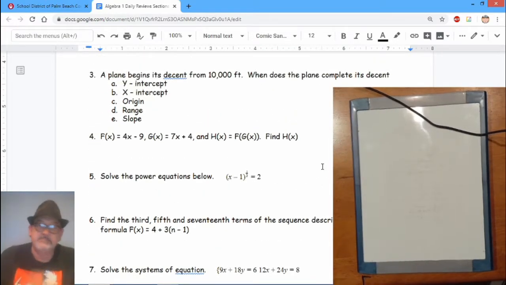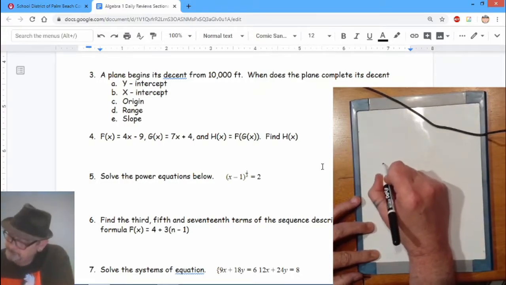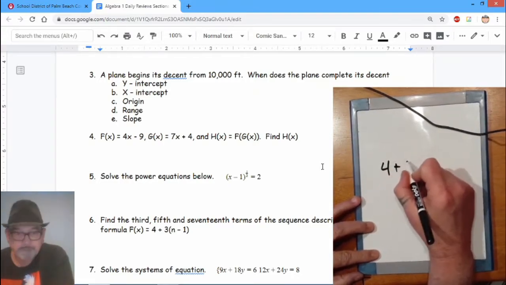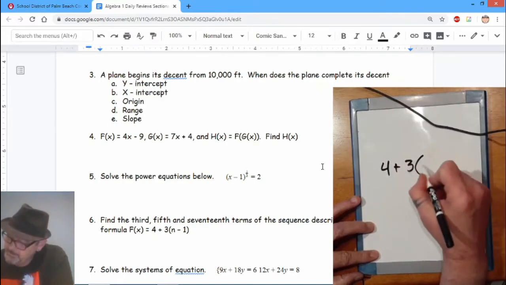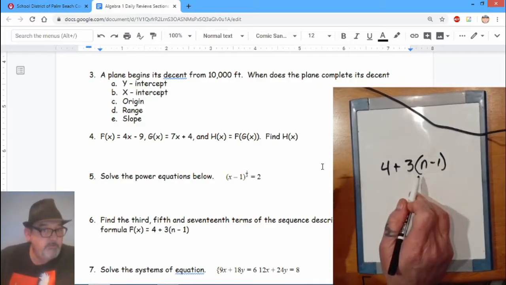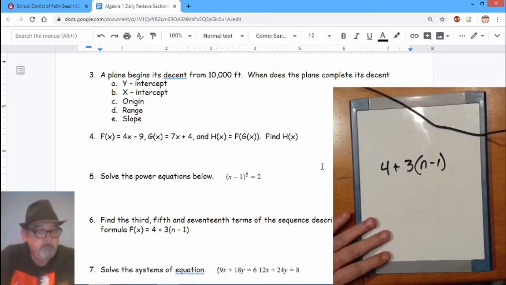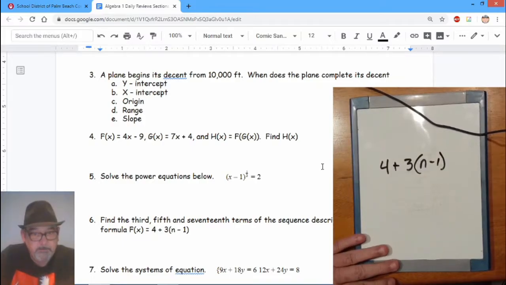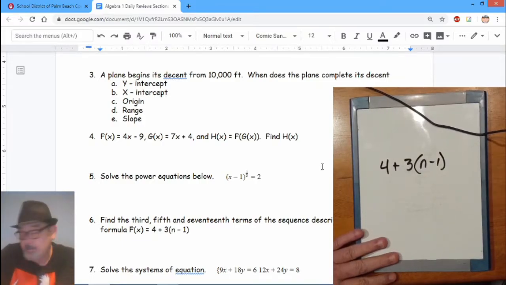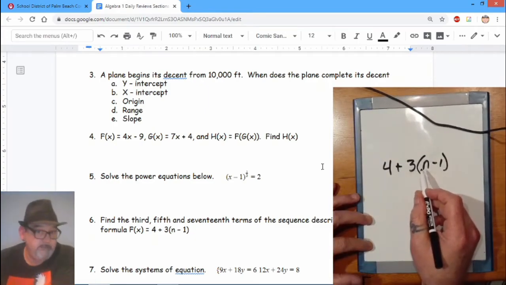Find the 3rd, 5th, and 7th terms of the sequence. Oh, it's easy enough. So we have 4 plus 3 times n minus 1. So n is the number of the term that we're trying to find, and they already tell us 3, 5, and 7. What are those terms in the sequence? So all I do is substitute this n with 3, then 5, then 7.